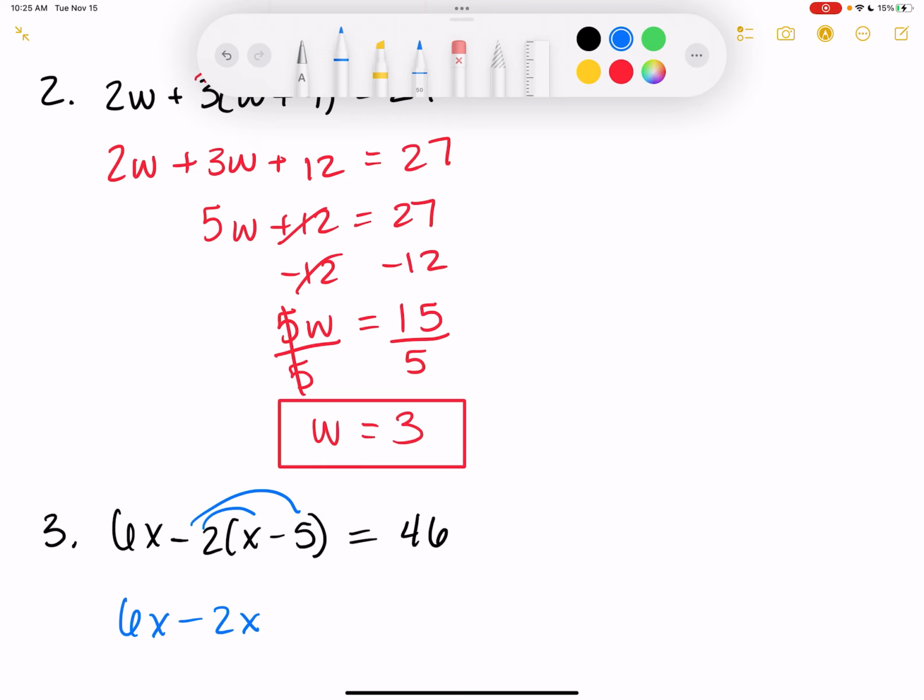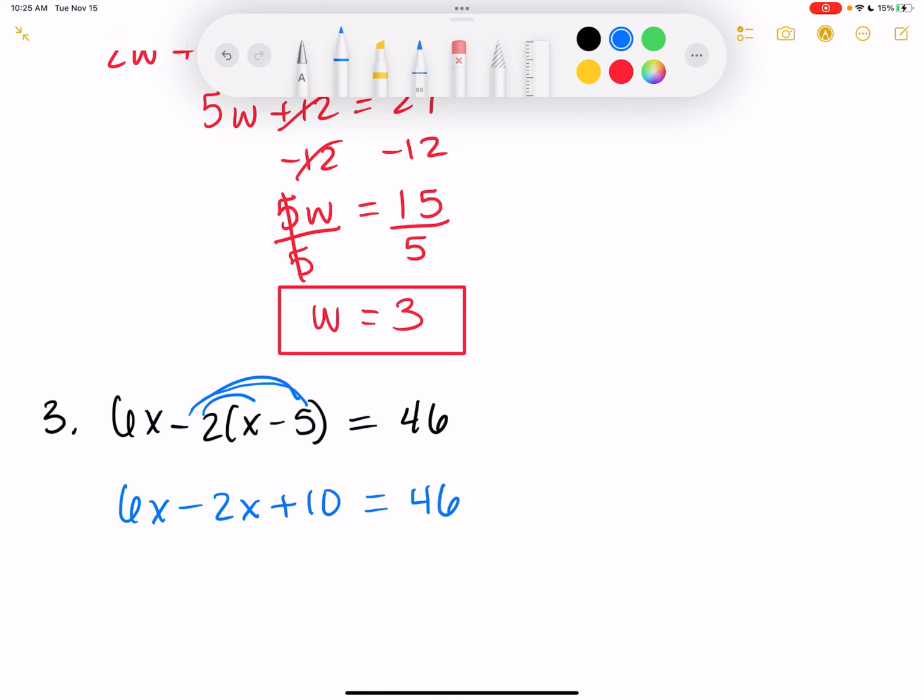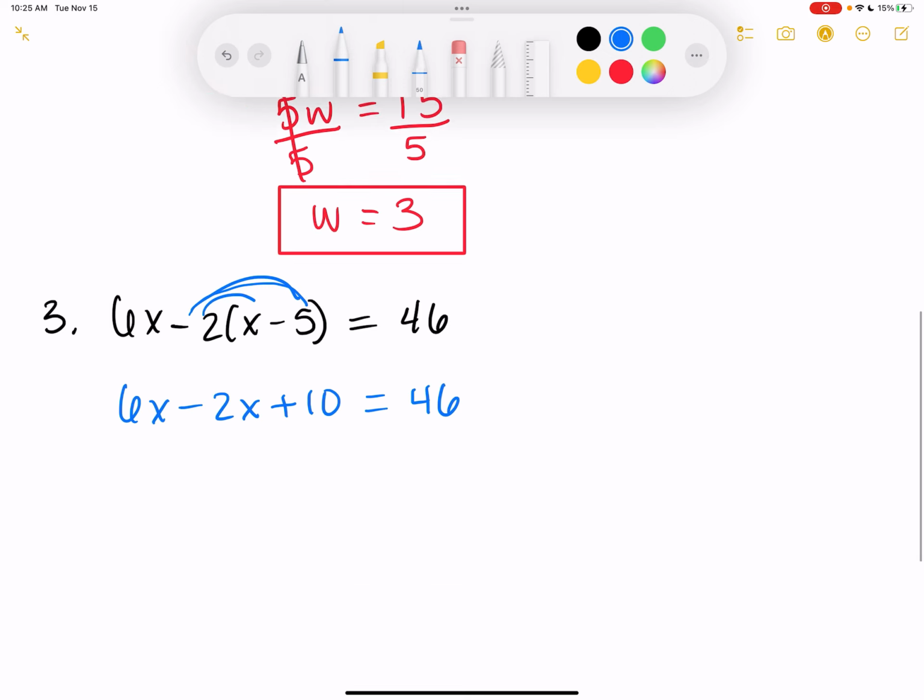Remember, this is multiplying. Negative 2 times negative 5 is what? Negative times negative is positive, so it'll be positive 10, equals 46. Now what do I do? Combine like terms. That gives me 4x plus 10 equals 46.